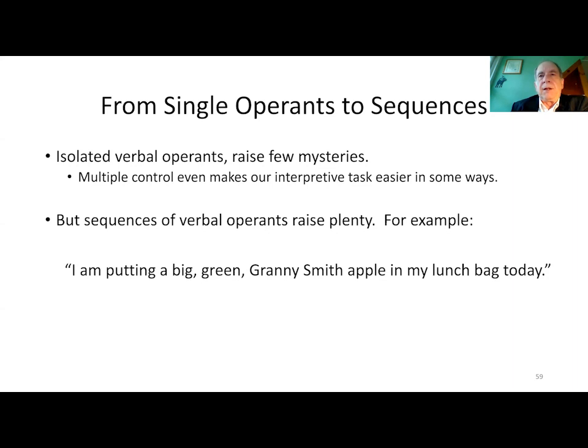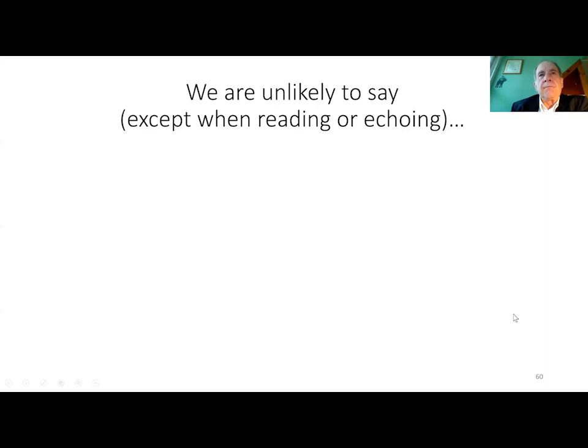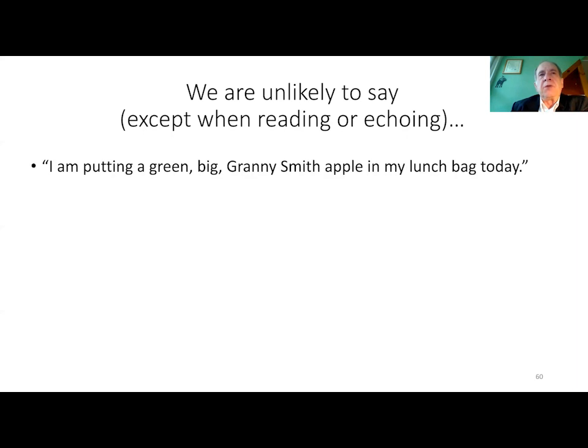Each one of these terms is more or less an everyday verbal response under the control of everyday stimuli. But notice that we don't say, I'm putting a green big Granny Smith apple in my lunch bag today. We say big green Granny Smith, but not green big. Why do we say big first and green second? There's no rule that says that big has to come first, is there?